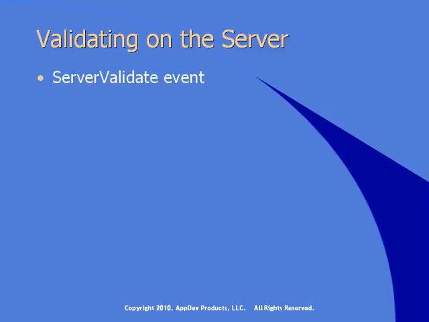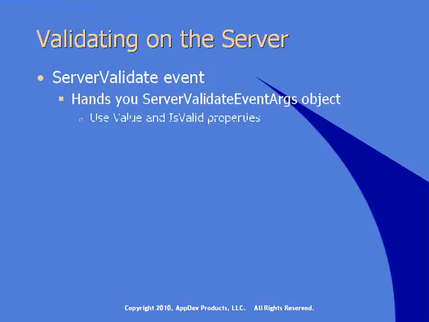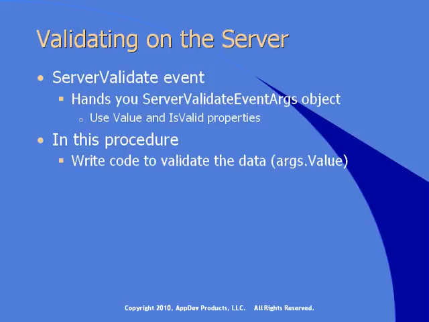In the server validate event, you get handed the server validate event args object. That's that E second parameter. And you'll use the value and isValid properties. They hand you the value, and you'll set the isValid property. In this procedure, you write code to validate the data, that is the value property, and you'll set the isValid property. That's the value you'll need to set to indicate whether you succeeded or not.